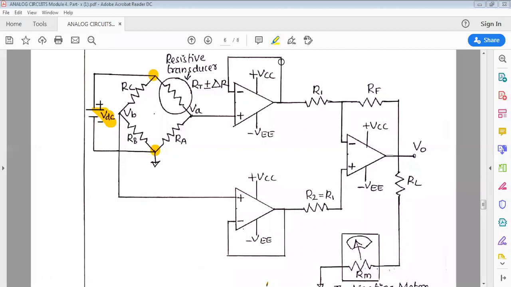Okay, let us start. Now, this was the instrumentation amplifier. What all things are there? There are 3 operational amplifiers.